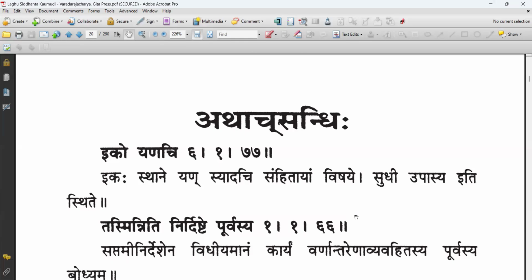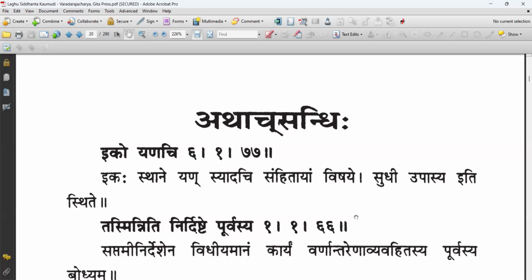So ikah sthane means at the place of the ik pratyahar, that means i, u, ri, li, yan syat achi: the yan, ya va ra la, will take place. Achi is the saptami vibhakti, the locative case. Ach means all the vowels: a, i, u, ri, li, e, o, ai, au. So you have to know the ach pratyahar also.